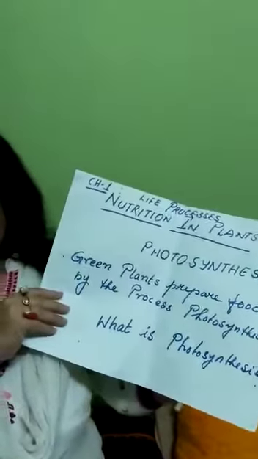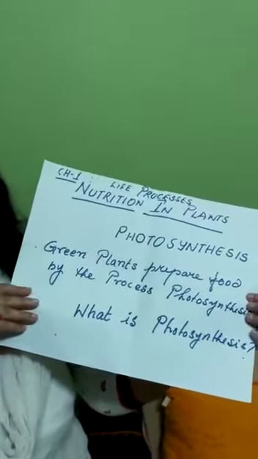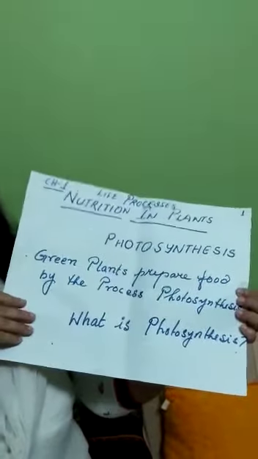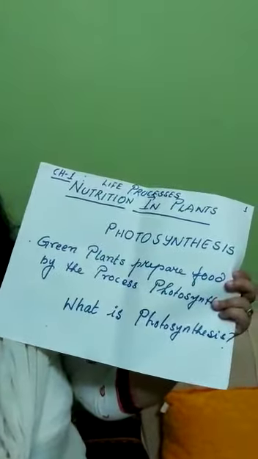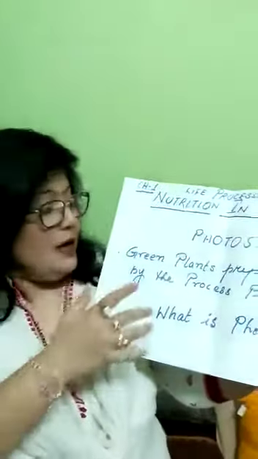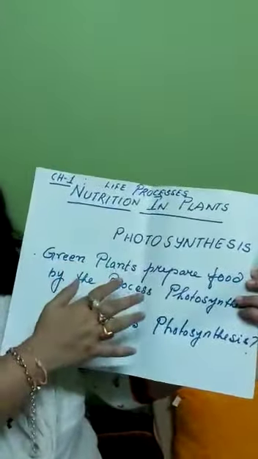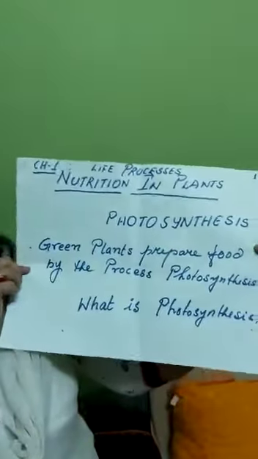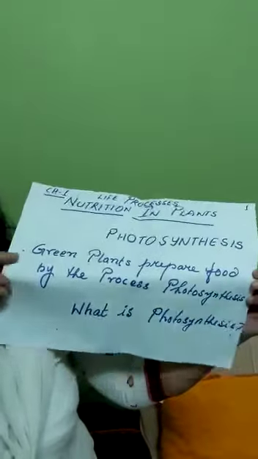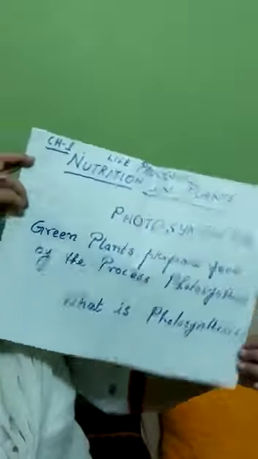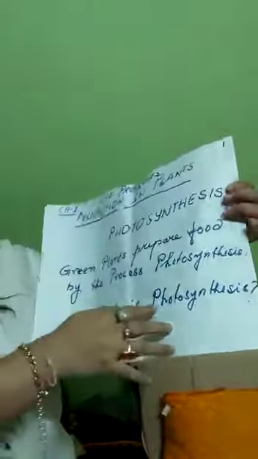Now what is photosynthesis? You all know, you all have read in junior classes. So I am going to recapitulate this in a little bit elaborate manner. Photosynthesis is a process. Process of what? Process by which green plants prepare their own food. So the process by which green plants prepare their own food is known as photosynthesis.